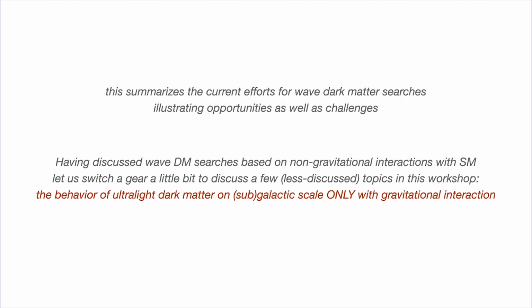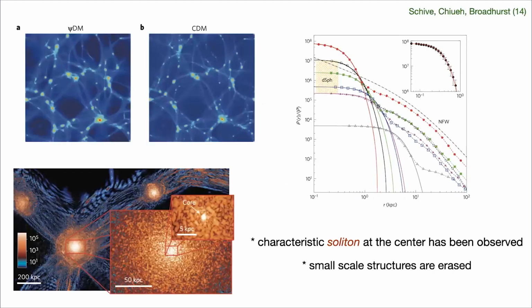In the recent 10 years, there have been interesting numerical simulations of wave dark matter. These are numerical simulations of ultralight dark matter, especially when their mass is at the 10 to the minus 22 eV or 10 to the minus 23 eV scale. On the larger scale, this is wave dark matter, and this is cold dark matter. You see they are more or less the same, but there is a slightly smaller number of smaller structures in the wave dark matter halos.